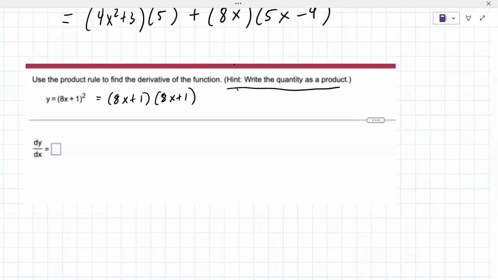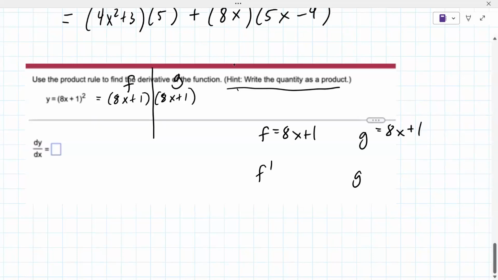All right, so now there is an f and there is a g. F is 8x plus 1. G is 8x plus 1. Will you calculate f prime and g prime for us, please? It'd just be 8 for both.